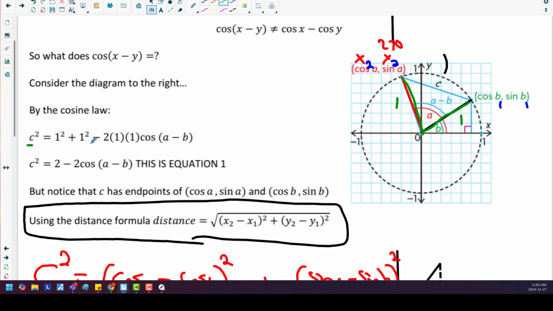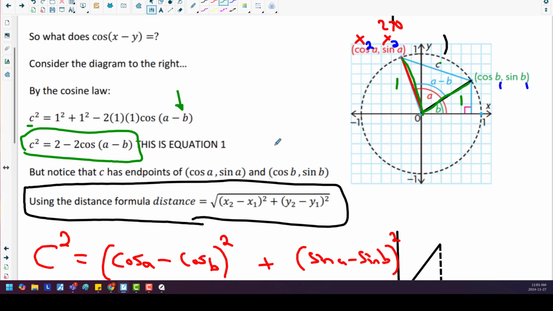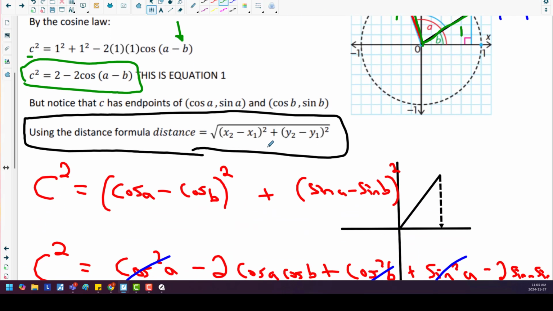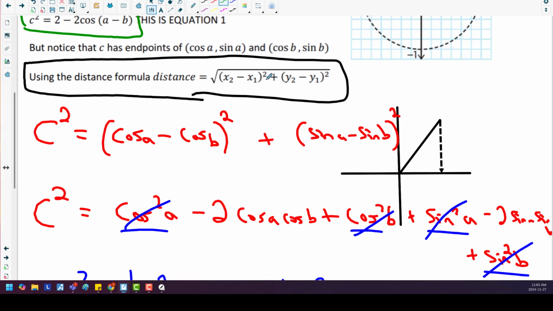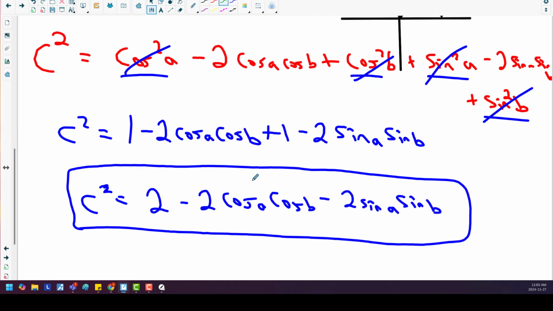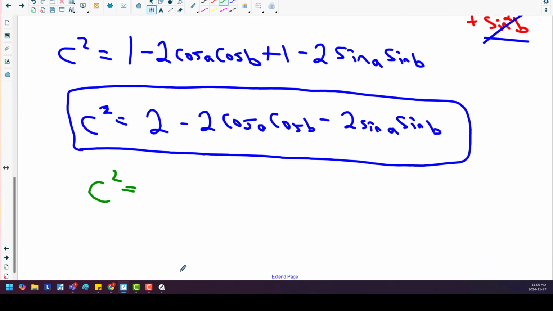So c squared is equal to 1 squared plus 1 squared minus 2 a times b, which is 1 and 1, cos A minus B, because that's the angle that we have. And in this case, c squared is equal to 2 minus 2 cos A minus B. I'm going to write that down now. So that is from the cosine formula. And the other equation was from our distance formula. So in this case, c squared is equal to 2 minus 2 cos A minus B.